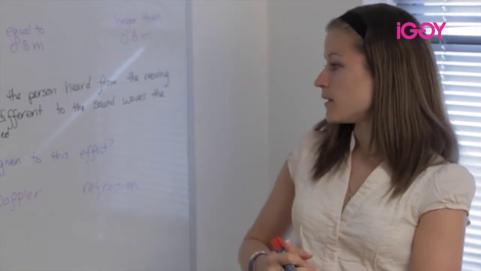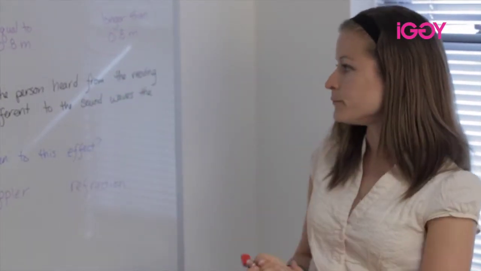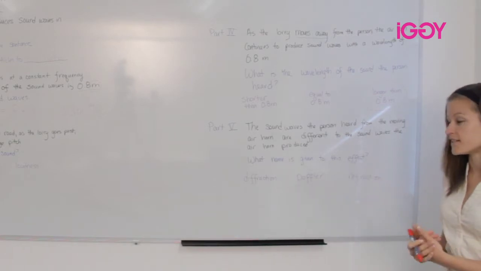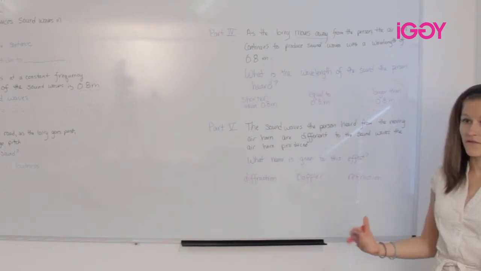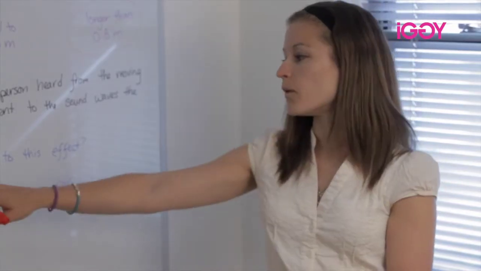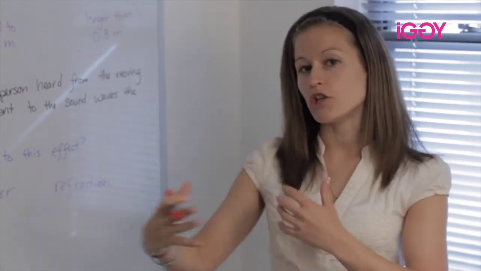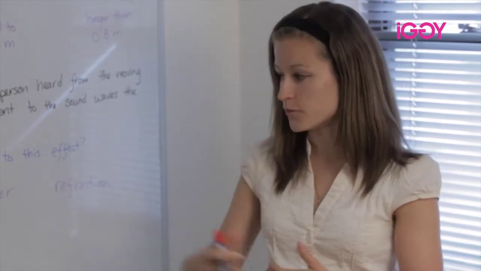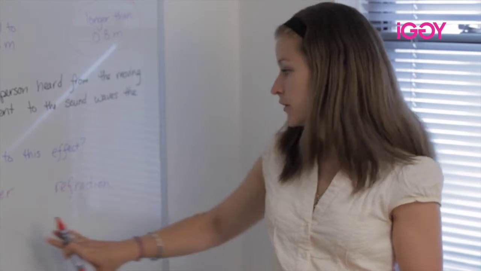The final part of the problem asks us to consider that previous part, so all the parts are building on each other. It says the sound waves the person hears from the moving air horn are different to the sound waves the air horn has produced, which I've just discussed a little bit. This is actually a specific effect in physics, and it's asking what is the name given to this effect. So what is the name given to the perceived change in wavelength of the sound produced by a moving object? We've got three options here: diffraction, Doppler, or refraction.